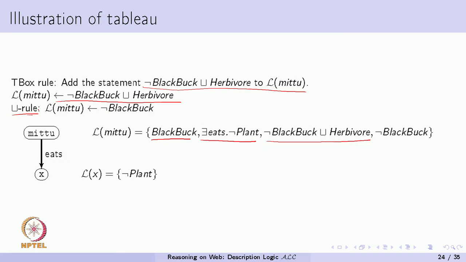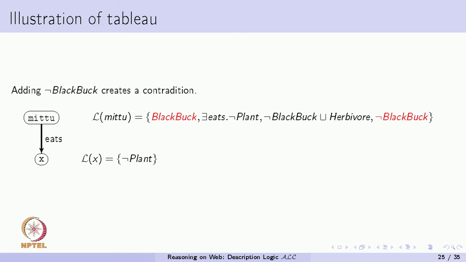We are not going to draw the separate branches here, because it is a bit cumbersome to draw. We will take them one by one. In this example, of the two options that were available to us, not black bug and herbivore, we have taken the not black bug option and we have added it here. So, that is the application of the union rule. The moment we do that, we see that there is a contradiction here. We have black bug as a label for mid2 and not black bug as a label for mid2. So, that particular branch is closed. So, let us try the other branch.